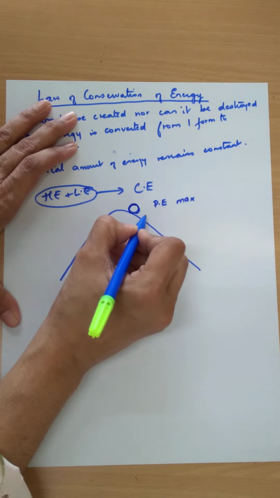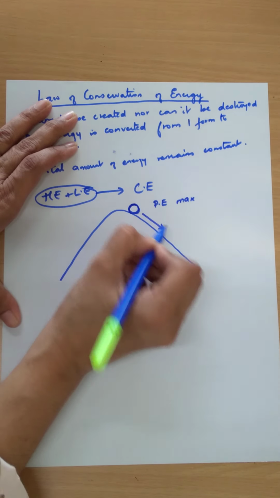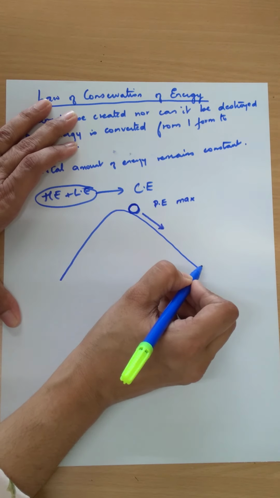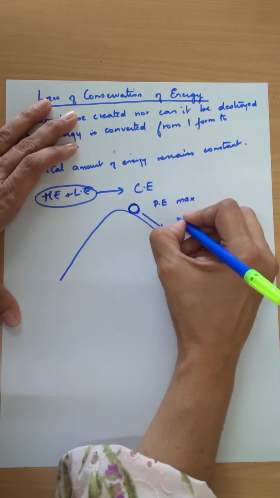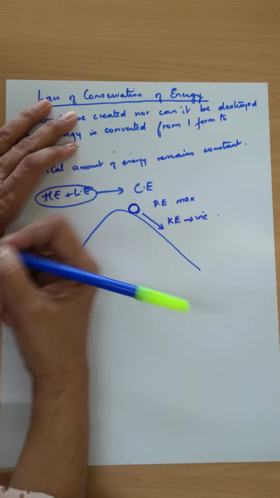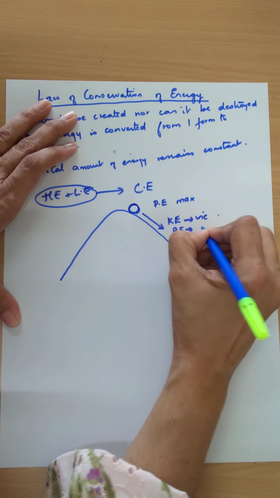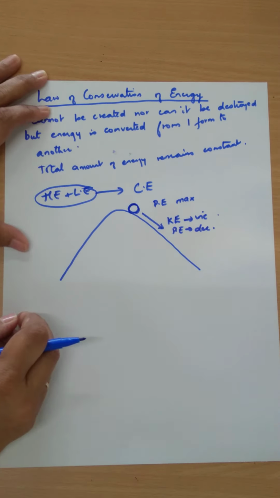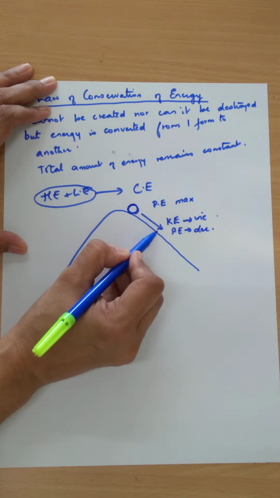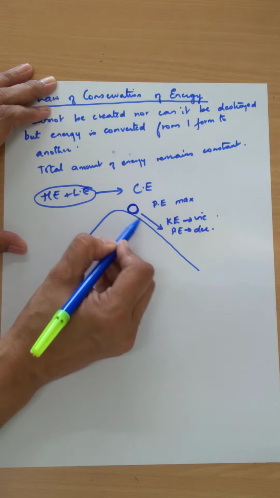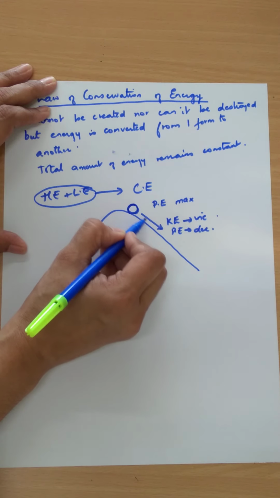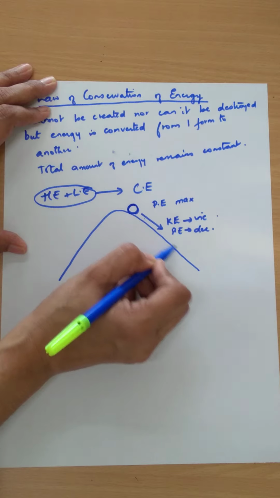Now let us say that this pebble is coming down. Now as it is coming down, it is seen that its speed goes on increasing. So as it is coming down, its kinetic energy increases and its potential energy decreases. Its kinetic energy is increasing because its speed is going on increasing, and as it is moving down, it's going faster and faster. And its height, its position is decreasing, so its potential energy is decreasing.